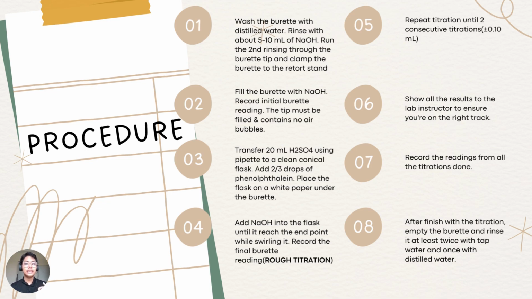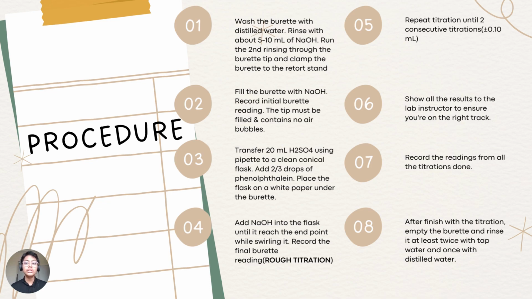Fifth, repeat the titration until 2 consecutive titrations agree within plus or minus 0.10 ml. If you can't get the readings within that amount, you need to repeat the titration until this fifth step is successfully achieved.